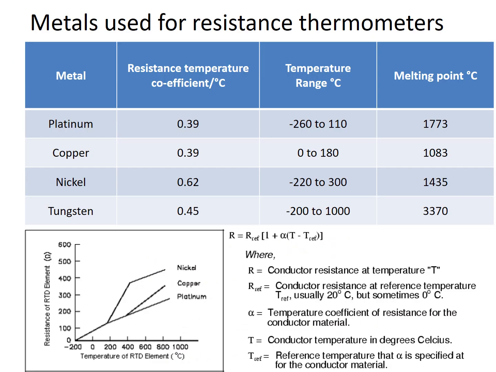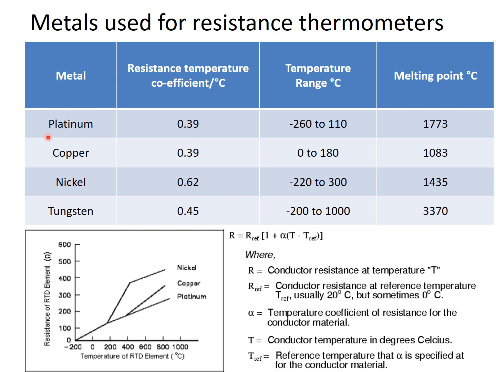Now we are going to see the various metal properties. We have already discussed in the previous slides that we are using different kinds of metals which have a positive temperature coefficient. So whenever the temperature increases, the resistance also increases. All these four metals have different properties, different operating temperature ranges, and the melting point also varies.